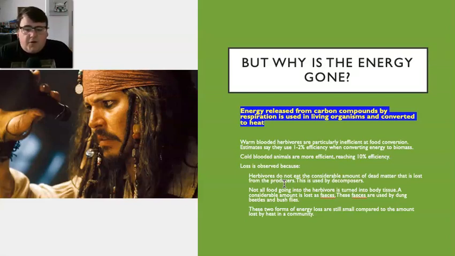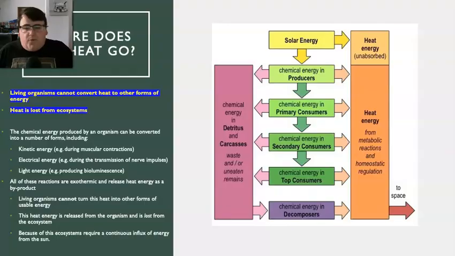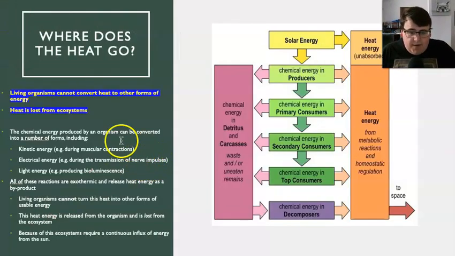Okay, those two forms of energy loss, so matter being lost to decomposers, as well as body heat, as well as not all the food going to the herbivore, some being used in feces, they're really small compared to the amount lost by heat in a community, which we can sum up a little bit more when we're looking at this slide.